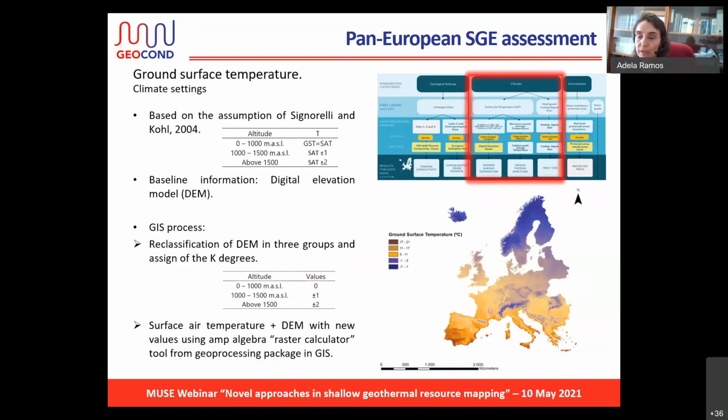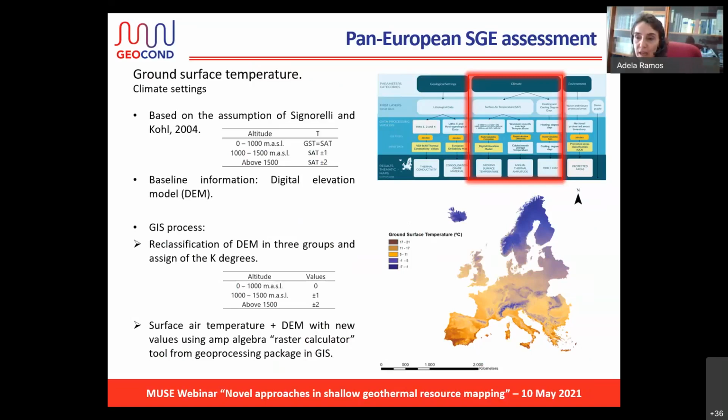For its creation, we took into consideration the assumption of Signorelli, who pointed out that ground surface temperature depends linearly on the altitude and is equal to surface air temperature up to 1,000 meters above sea level. Above this altitude, ground surface temperature is affected by a local deviation ranging from minus 2 to 2 Kelvin degrees. Thus, here the baseline information was the digital elevation model.